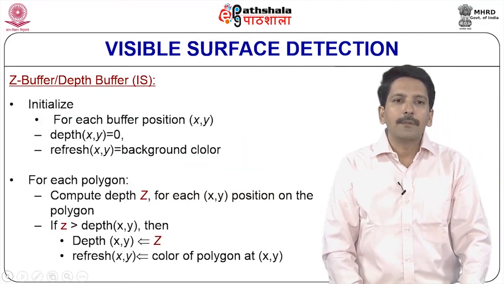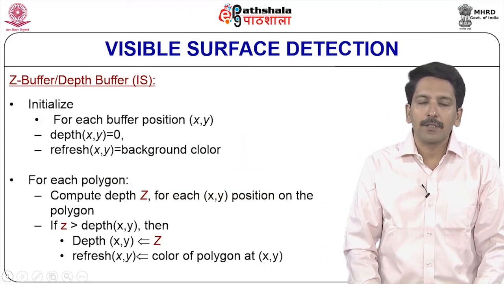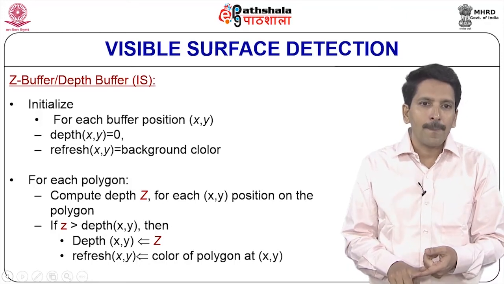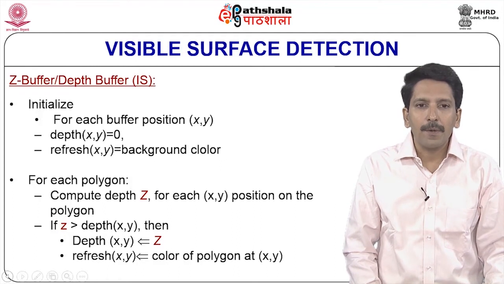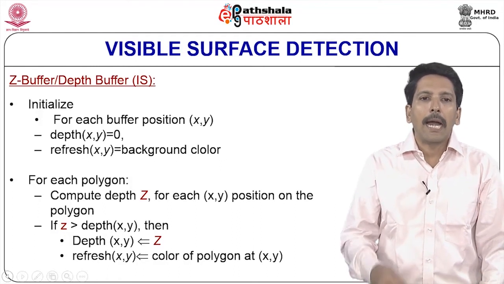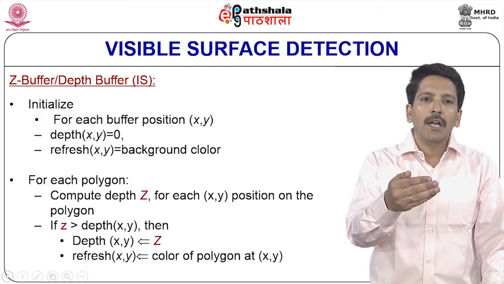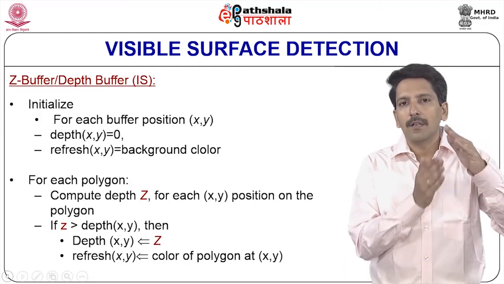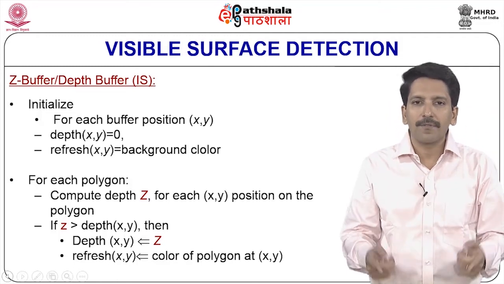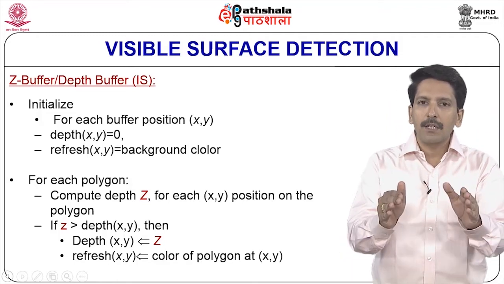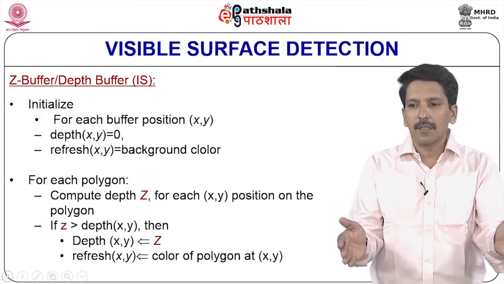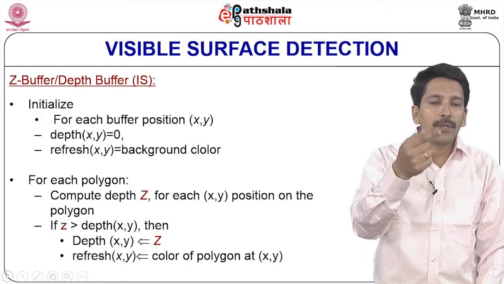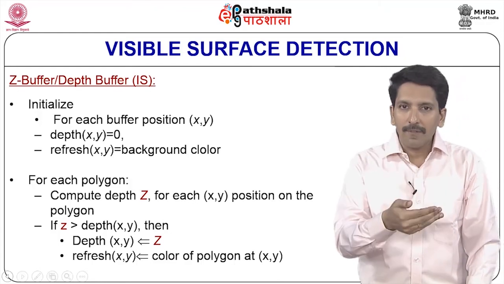So, the algorithm is as simple as initialize the buffers. We have got two buffers, one is the refresh buffer, the other one is the depth buffer. Refresh buffer is initialized to the background color, and depth buffer is initialized to a value 0. So, for each polygon, take one surface at a time, one face or one surface at a time of an object. You can imagine many 3D objects in the 3D world, and take one polygonal face at a time and compute the depth value for the polygonal face.